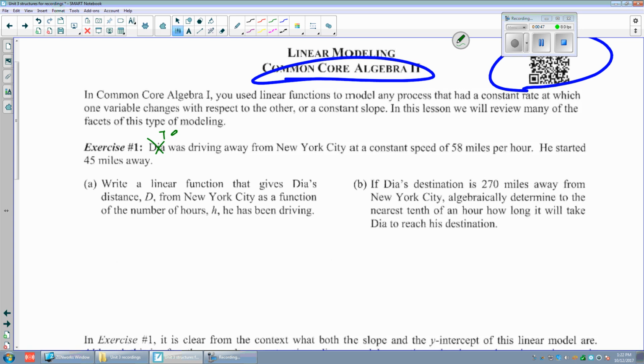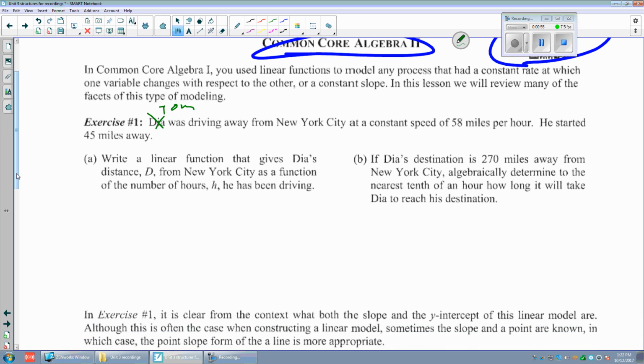So Tom was driving away from New York City at a constant speed of 58 miles per hour. He started 45 miles away. Write a linear function that gives Tom's distance d from New York City as a function of the number of hours h he has been driving. Careful. So the first thing that I realized is that he is driving away from New York City, and we're writing a linear function that gives a distance away from New York City as h, the hours he's been driving.